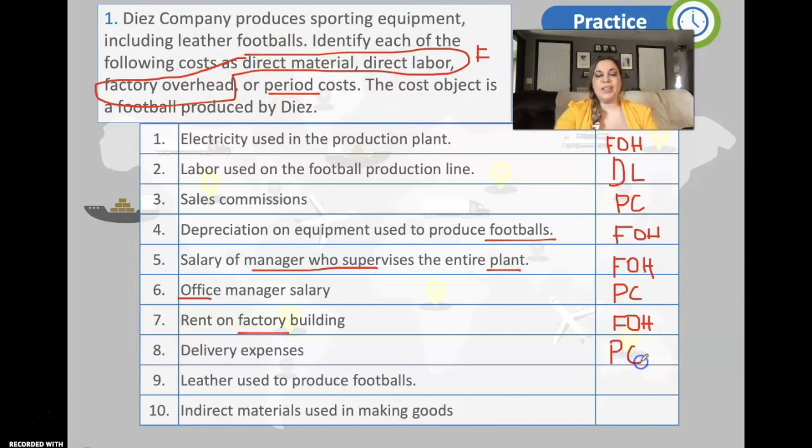Number 9, leather used to produce footballs. Does this have to do with the factory and making it? Yes, it does. So we know it's going to be one of the three product costs. Is it a direct material? Well, it is a material, right? It's leather used to make the footballs. Now, would it be direct or indirect? My question is, if we're making a football, how important is the leather to the product? Imagine a football without the leather. It really wouldn't be a football. This material is directly related to the product and is a major part of it. In this case, it would be direct material.